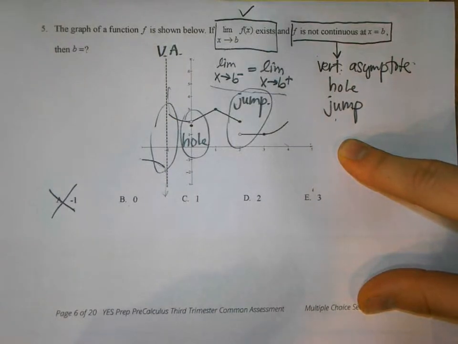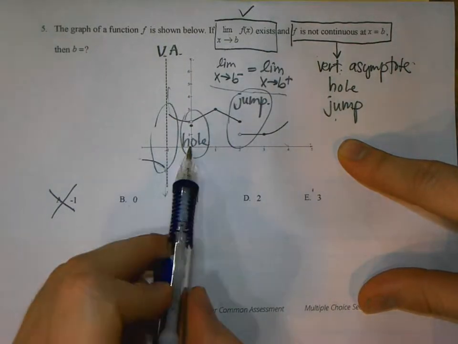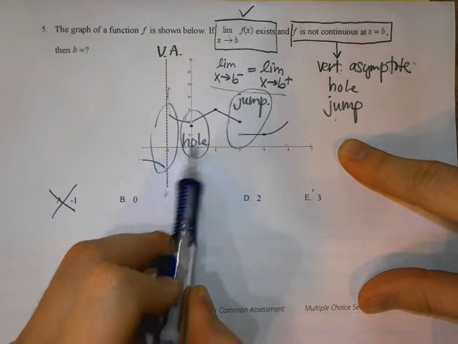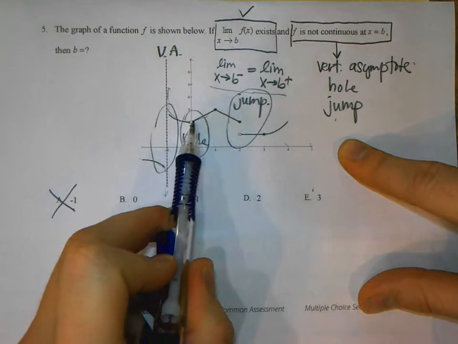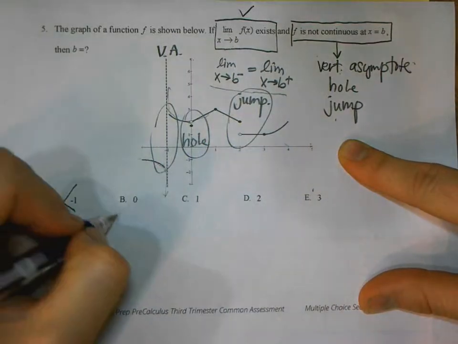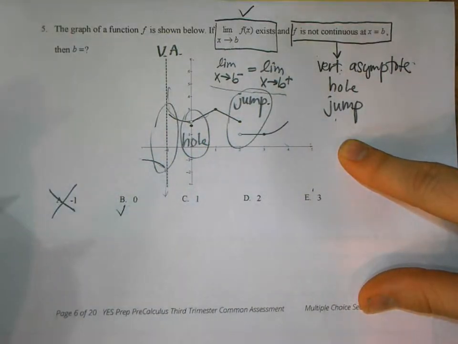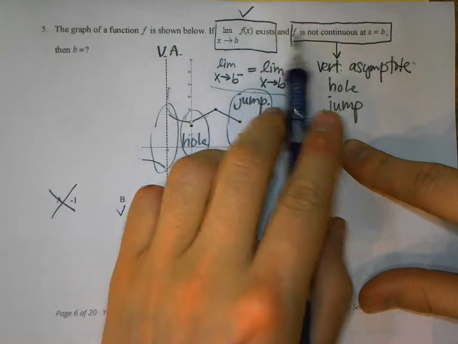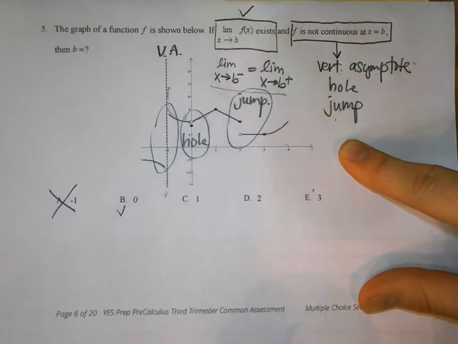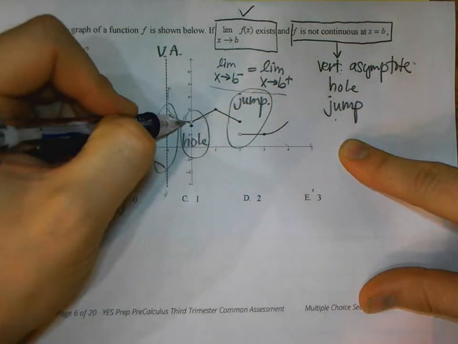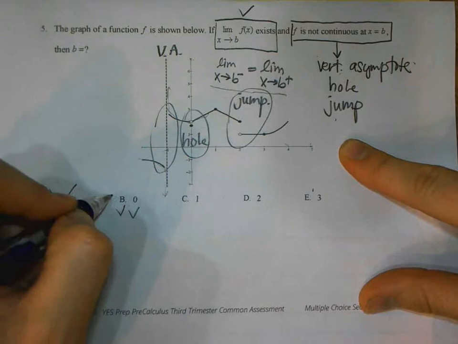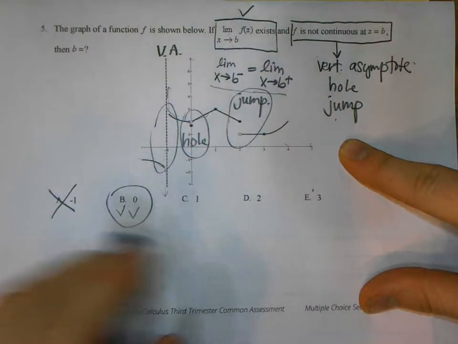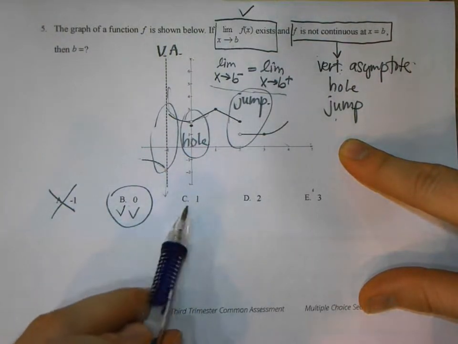Letter B. When x is 0. At 0, what is the limit from the left? The limit from the left looks like it's 2. The limit from the right is also 2. So far, that one checks out. Is the function continuous at 0? No, there's a hole there. It's not continuous. This is true for both conditions, and my correct answer is letter B. But let's continue to see why the other ones are not.